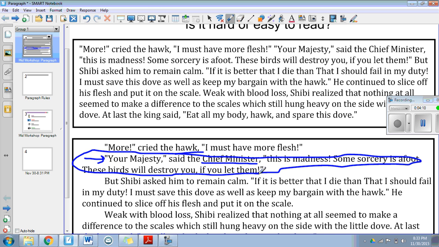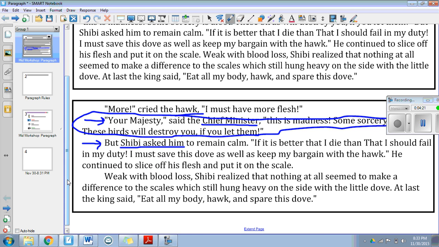My next paragraph: but Shebi asked him to remain calm. All right, I know that Shebi is talking. I'm going to start a new paragraph, and I'm going to indent the paragraph. "Weak with blood loss, Shebi realized." Here is a new action. Previously, he was talking and cutting his flesh. Now he is realizing that nothing is making a difference. Therefore, I need to start a new paragraph.